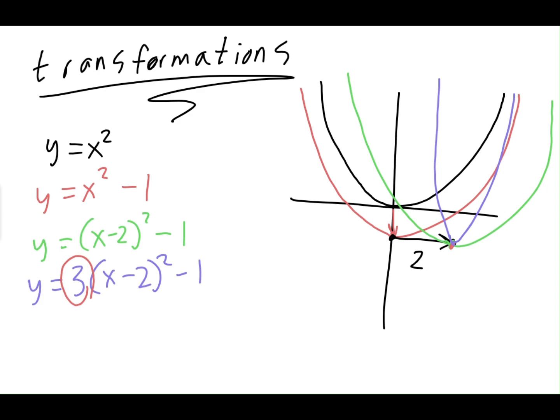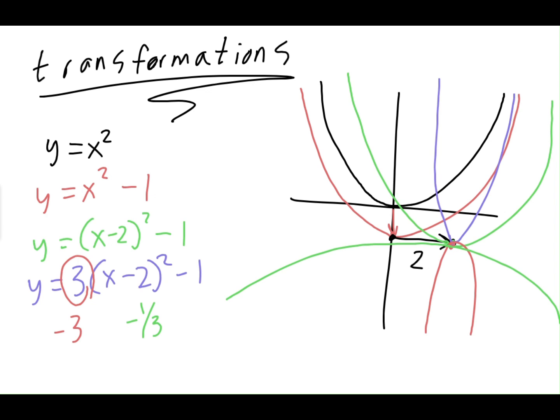Now, there are several versions of what this a value could be. Say if we had a negative 3, then we would make it like this. Or maybe we had it be a negative 1/3. Well, if it's less than 1, it's going to expand it out like this. So there are a few different versions of what the a value can do, but that's generically what it does in general.